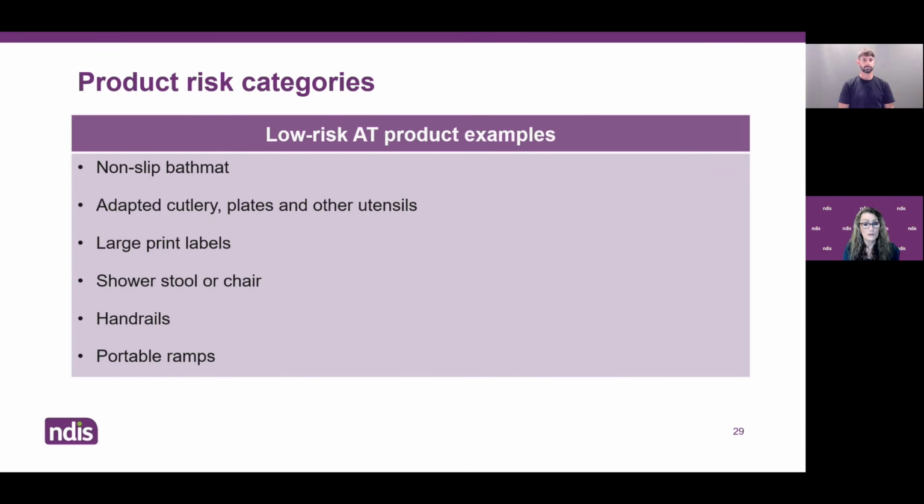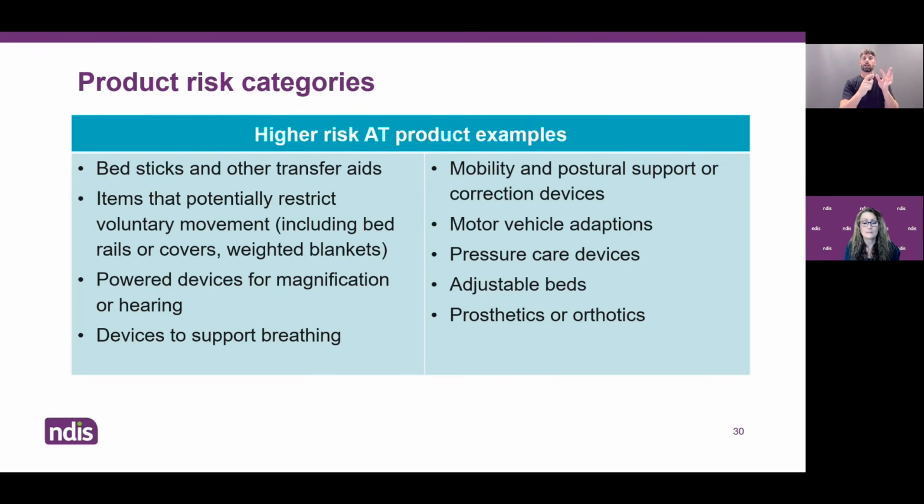Some examples of low risk AT include non-slip bath mats, adaptive cutlery, plates or other utensils, handrails, and portable ramps. Some examples of higher risk products. As we said earlier, some low cost products such as bed sticks or transfer aids can be considered high risk, and people have been injured when they weren't correctly set up or used.